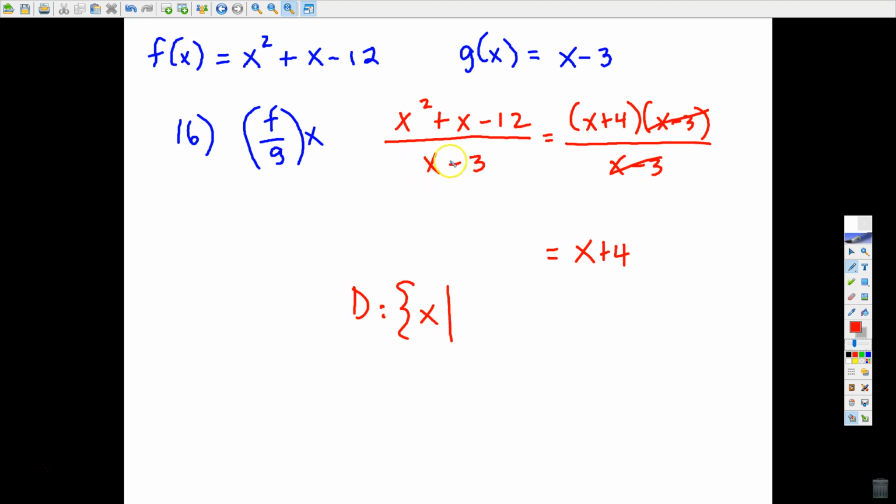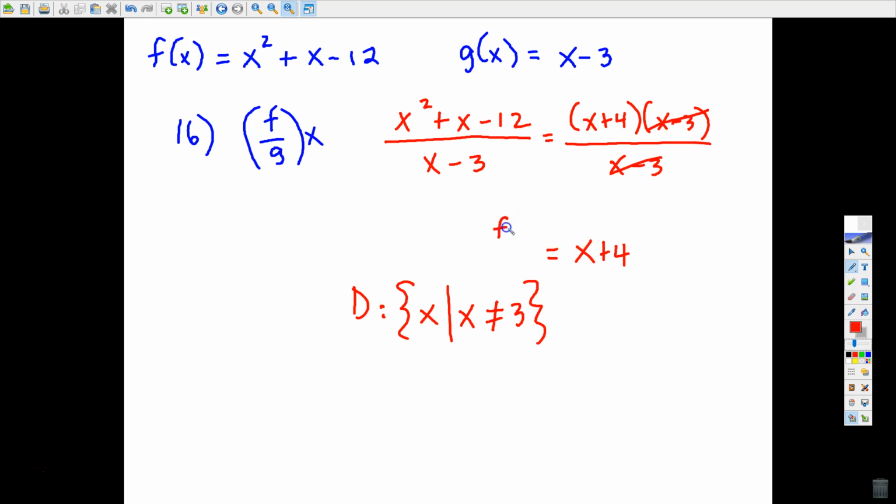When I'm stating my domain restriction, I'm looking here before I canceled, because I still have a number that I need to leave out of the domain. I cannot let x be 3. So just keep that in mind. Even though you canceled and it looks like you no longer have a denominator, look at the pre-canceled version of your function to get domain restrictions. That's extremely important.